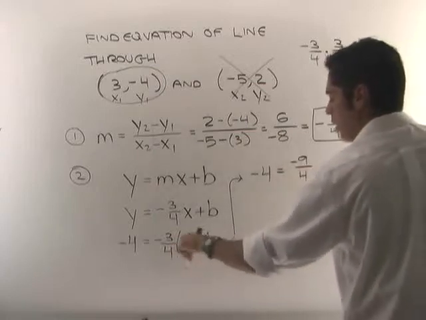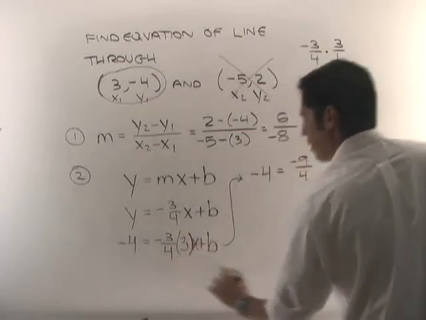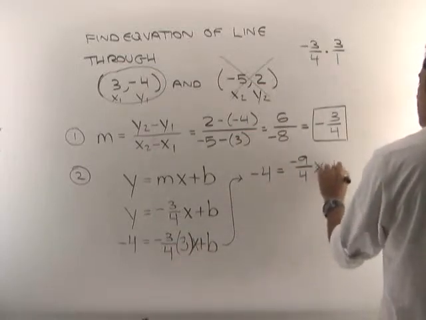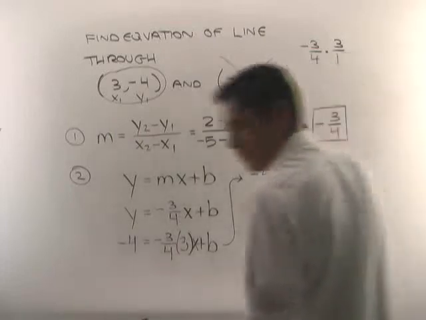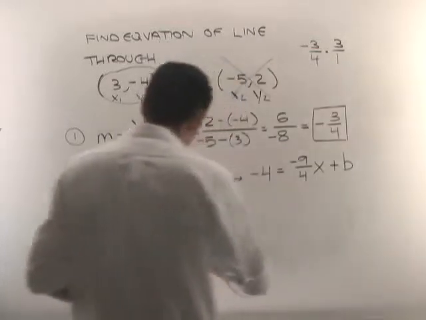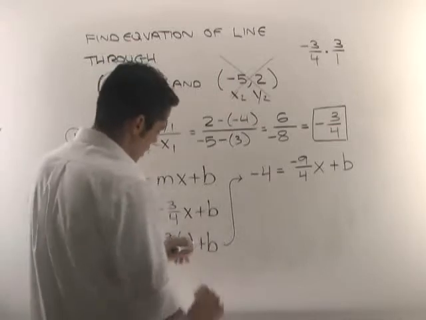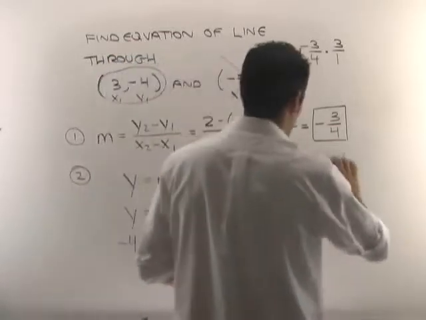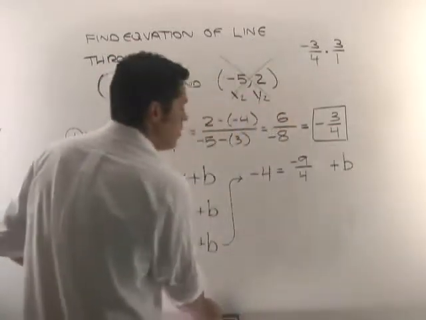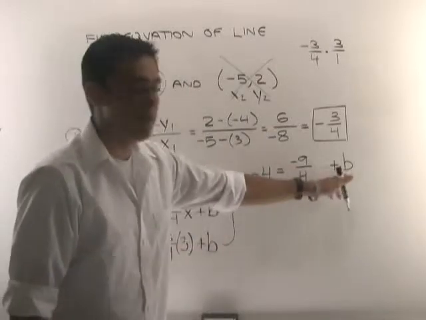9/4. That's right here. Oops, I forgot my x here. x, and then plus. No, I did not forget my x. I'm just being a little bit of a brain fart here. Sorry about that. And now I've got my equation. I can solve this for b.